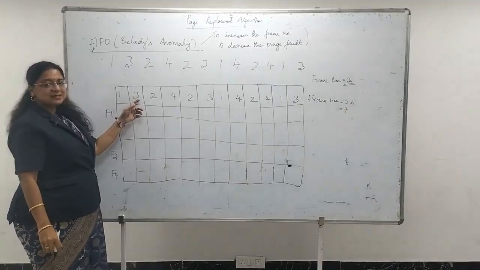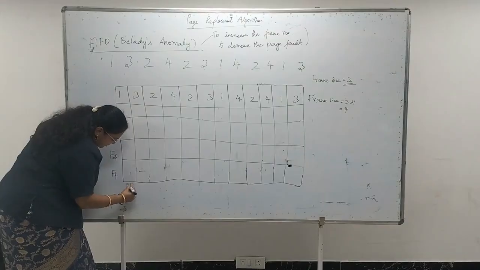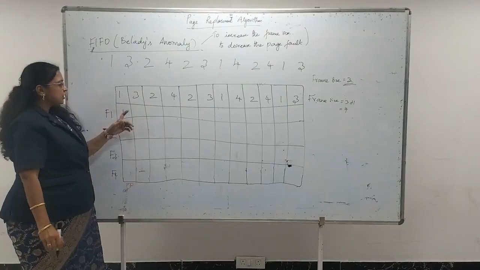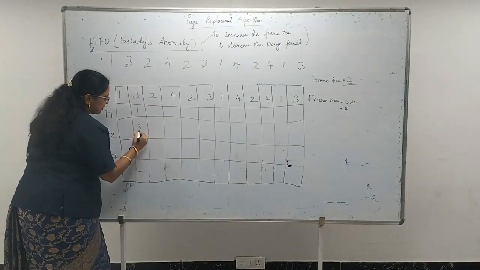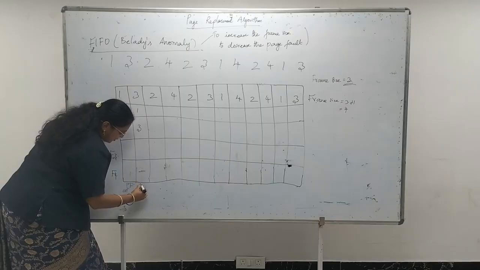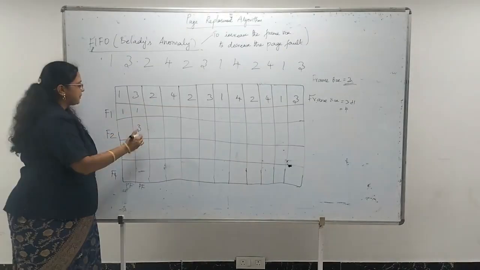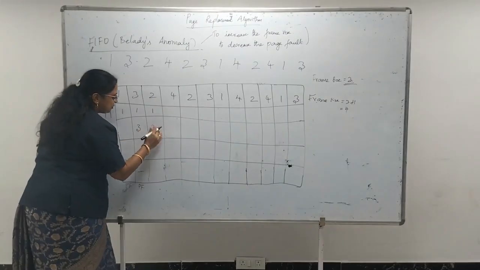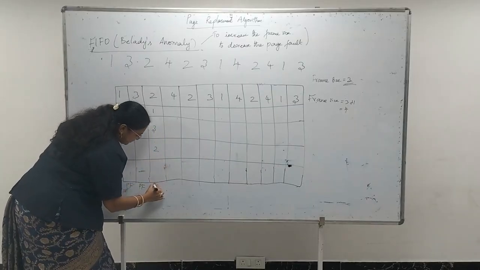Next you are going to insert 3. Here 1 is not present in your main memory already, so that is your page fault. Now you are going to insert 3, so 1 and then 3. 3 is not present already, that is your page fault. Now you are going to insert 2. 2 is also not present in your frame, so that is also your page fault.